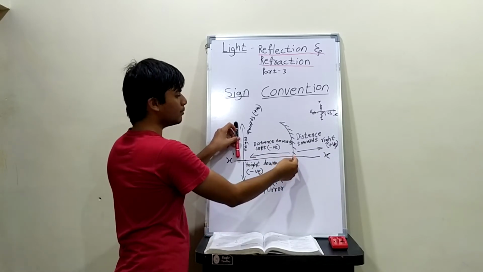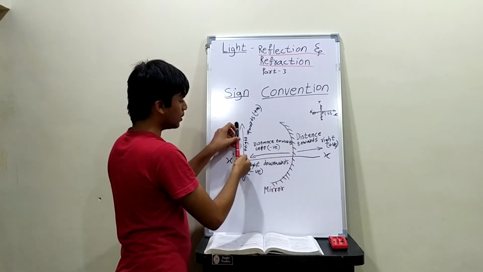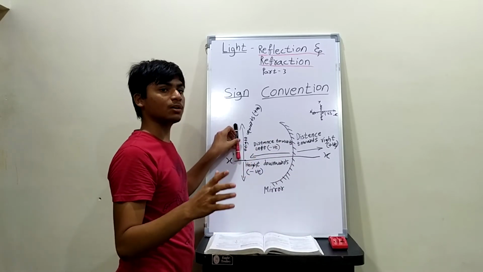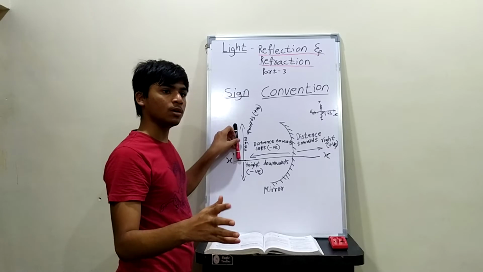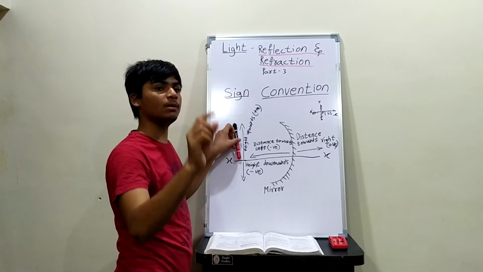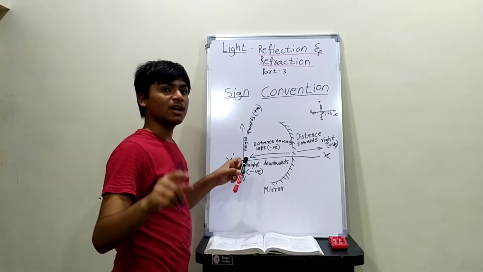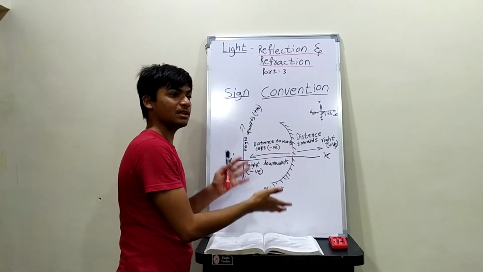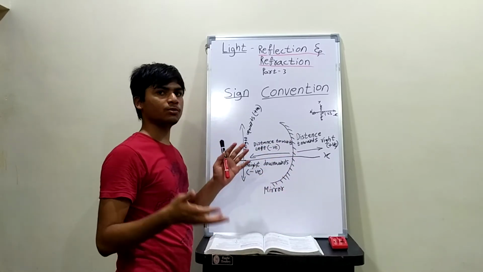So when you go from the pole towards the object, towards the left side, the distance whatever you get, like 6 meter, 2 meter or 2 centimeter, any value, you have to write it with a negative sign in brackets due to sign convention. Okay, what is sign convention? These are the rules, which one you should take positive and which one you should take negative.